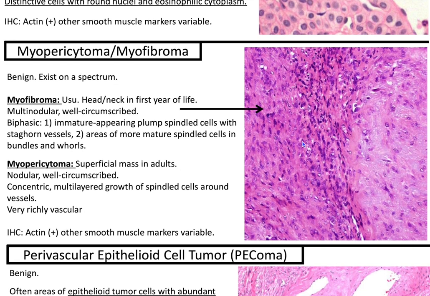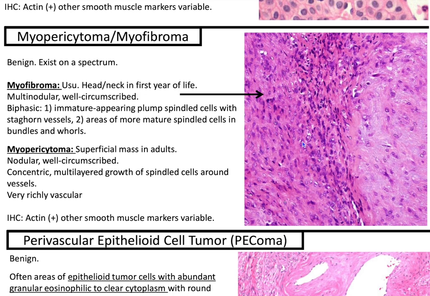Myopericytoma, myofibroma, these are benign and exist on a spectrum. Myofibroma are usually in the head and neck in the first year of life. It'll be multinodular, well circumscribed, and it has a biphasic appearance. You'll have immature appearing plump spindled cells with staghorn vessels, and then you'll have areas of more mature spindled cells in bundles and whorls.